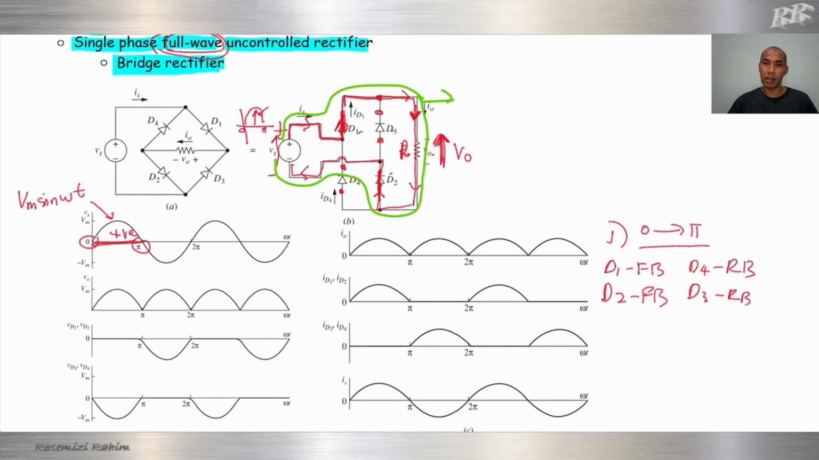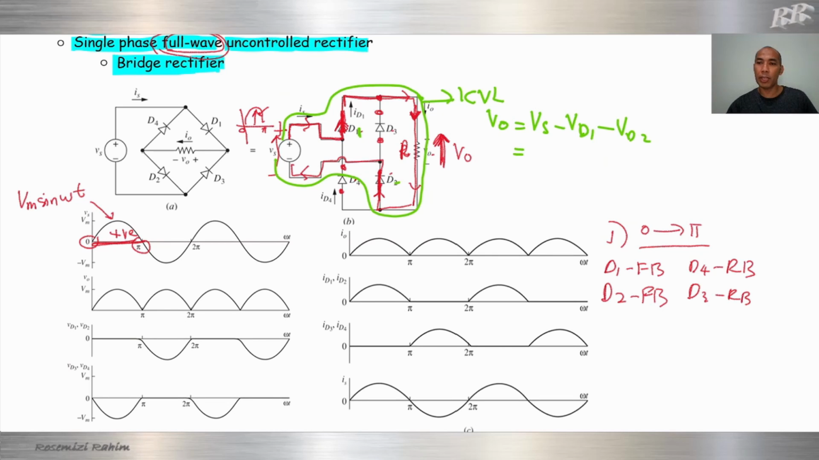Okay, KVL. V out equal to Vs minus VD1, the voltage at diode 1, and VD2, the voltage at diode 2.